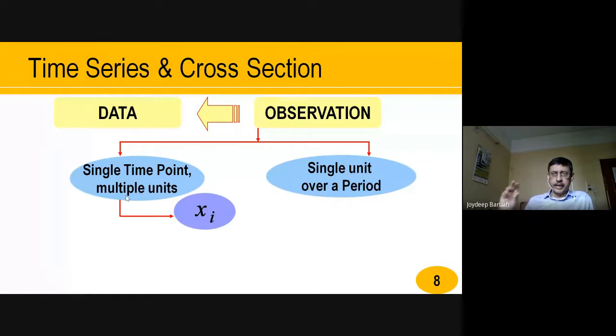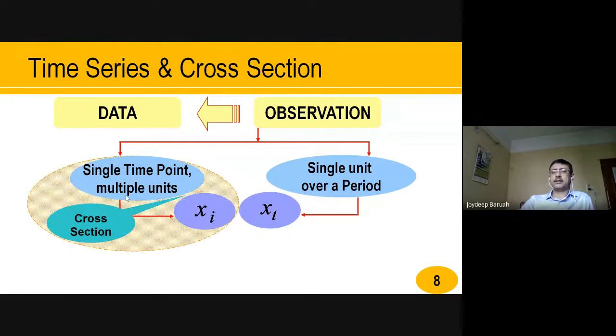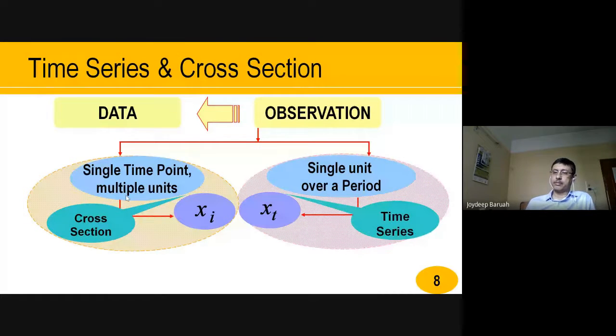Or you can take one unit and observe it over a period of time. For instance, suppose you look at a household over 30 years or 20 years. So the household is fixed, a single unit, but you are looking at it over a period of time. Technically it is written as xi and xt. If we look at a single time point and multiple units, we call it cross-section data. And if we look at a single unit over a period of time, we call it time series data.